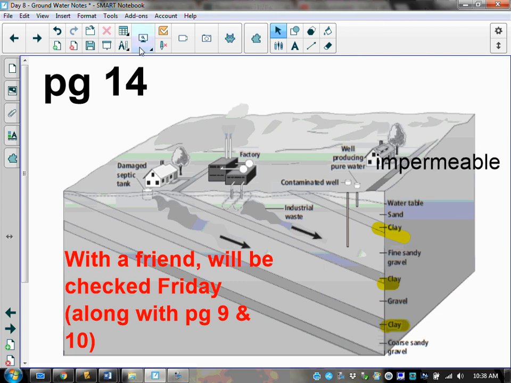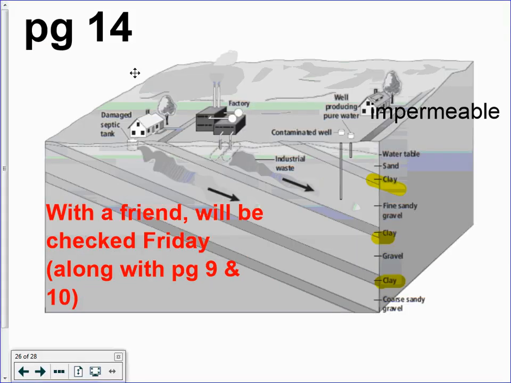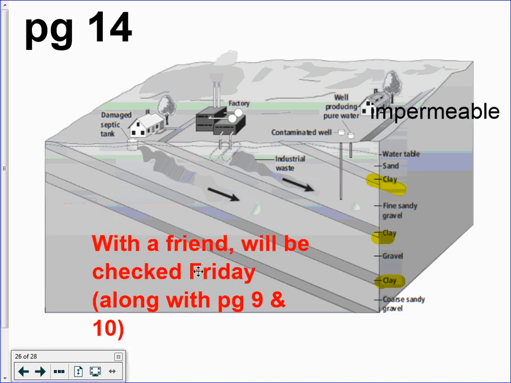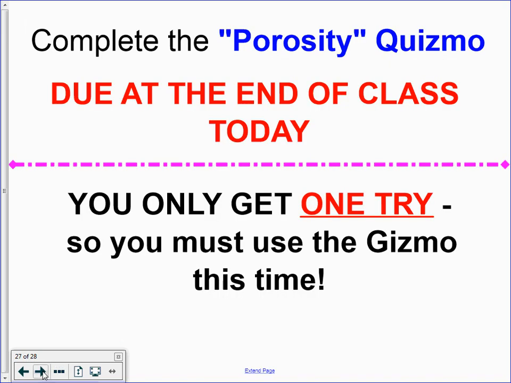So just like the pictures from yesterday, you have 7 questions to answer on page 14. This is going to be checked on Friday. So if you want to do it right now with a friend, great. If you want to say, no, I'm going to do it later during math class because I want to get my assignment done, that's fine. But pages 9, 10, and 14, I'm going to look at tomorrow in class. And so please have them done.